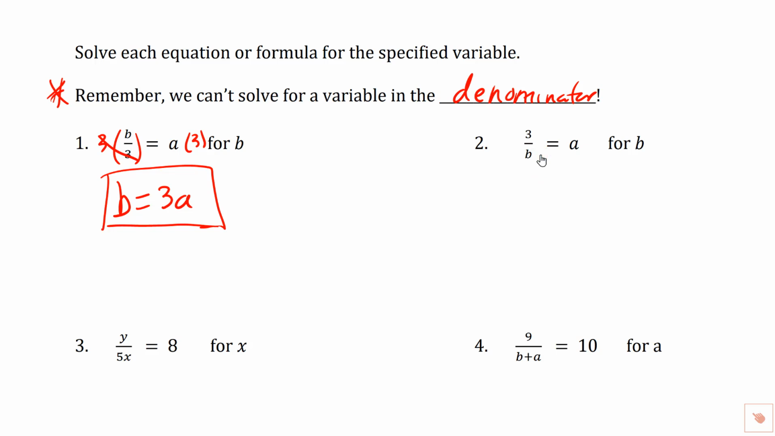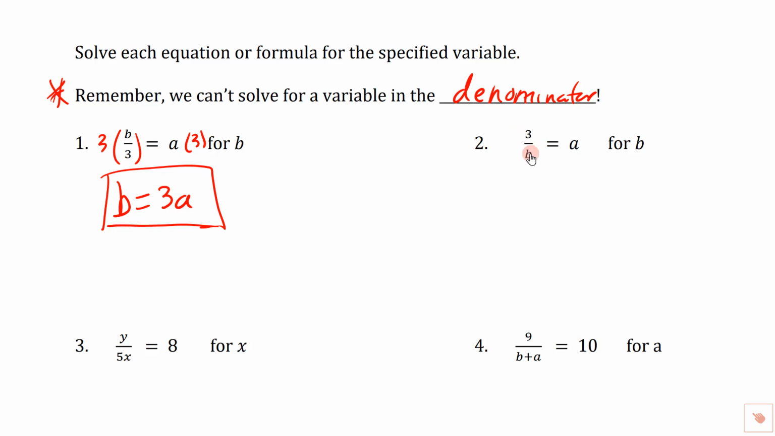If we take a look at this problem, it's exactly the same as what we had over here. The difference is the b's in the denominator. And a lot of people think, well, gosh, if I could just get rid of that 3 in the numerator, that would take care of it. The b would be by itself. But remember, we can't solve for this when it's in the denominator. So we do something fairly simple. It's the same as what we did over here. We want to get that b up where we can work with it. If we can't solve for it in the denominator, we're going to raise it into the numerator.